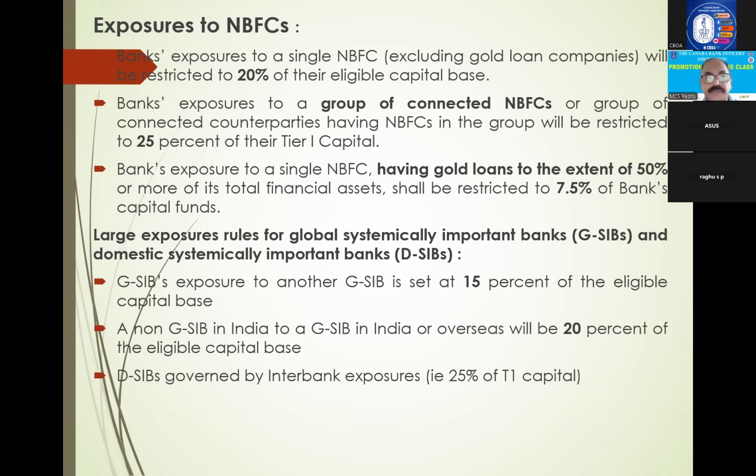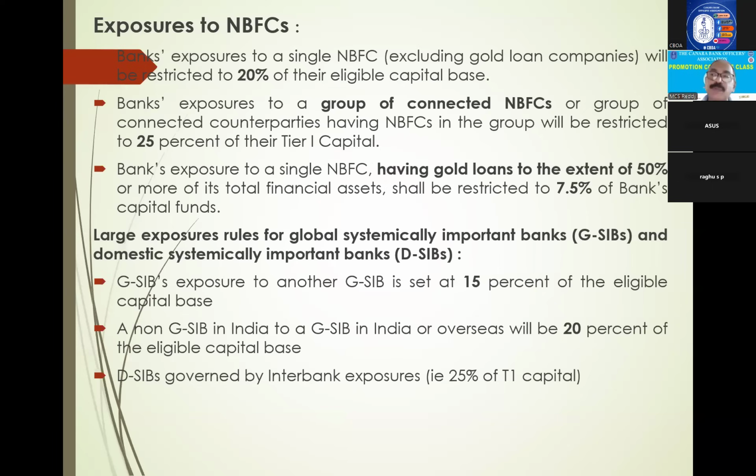Next, large exposure rules for GSIBs, global systemically important big banks, and D-SIBs, domestic ones, the 3 banks we have seen earlier. For them, what is the exposure? GSIB to another GSIB, global to another global, is 15% of eligible capital base. And non-GSIB to a GSIB, non-global to a global, it is 20%, just like our single corporate. D-SIBs are governed by interbank exposures. D-SIBs are domestically systemic, local banks only, your State Bank, ICICI, or HDFC. So if you want to give loans to these banks, State Bank or HDFC or ICICI, it is 25% of our capital. That means as per current norms, it is 25,000 crores we can give. These are the prudential exposure norms.